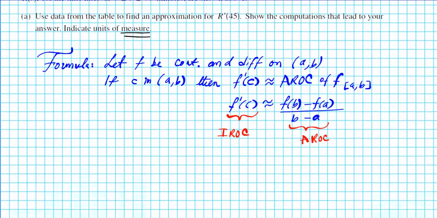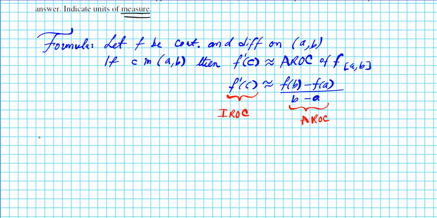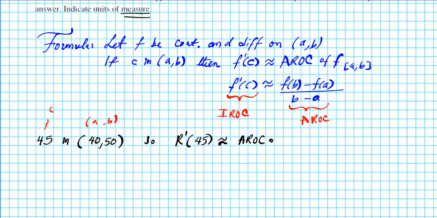Okay, so what we're going to do is write down the following remarks. So 45 is going to be our C, okay, and it's in the interval 40 to 50. Okay, so just as we had C in AB, we can think about this as your C right here, and then this is the interval AB. So our instantaneous rate of change, the IROC at 45, is approximately the average rate of change of the function r over the interval containing 45, which is 40 to 50.